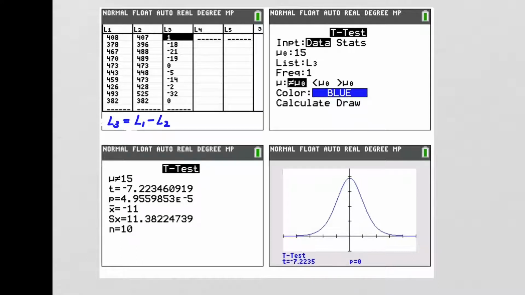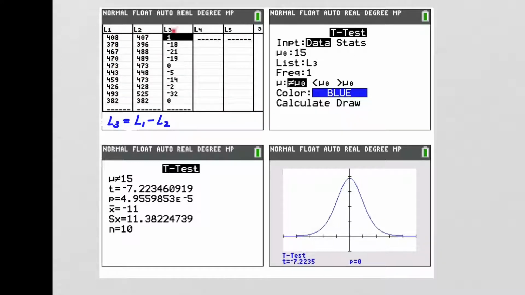And when it says L3, then what I'm going to do is type in L1 minus L2. I do that by pressing second and the number 1, the subtraction sign, not the minus in parentheses, but the regular subtraction sign, and then second and the number 2. And that'll give me L1 minus L2 here. I press enter, and all the values fill in automatically here. That's the hardest part of this whole thing, just getting all that data typed in and then getting L3 set up. So now we've got our matched pairs in the data, but we also found the differences.